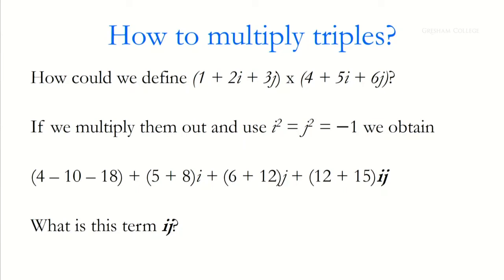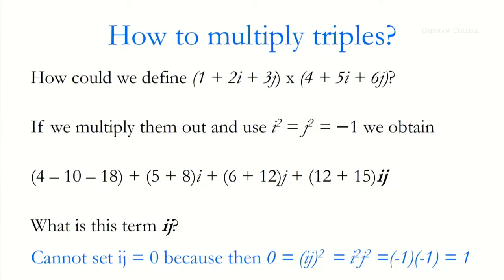You can't do the thing which you'd perhaps be tempted to do, which is to set ij equal to 0 and therefore forget all about it, because it has a consequence. If you set ij equal to 0, then you get 0 is (ij) squared, which is going to be i squared times j squared, which is minus 1 times minus 1, and you find an inconsistency there, getting that 0 is equal to 1.